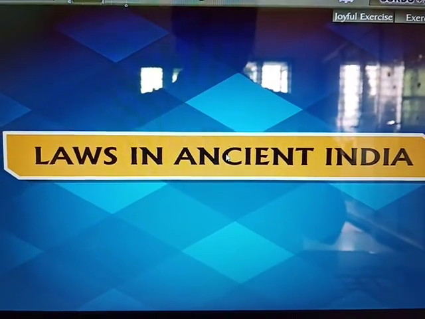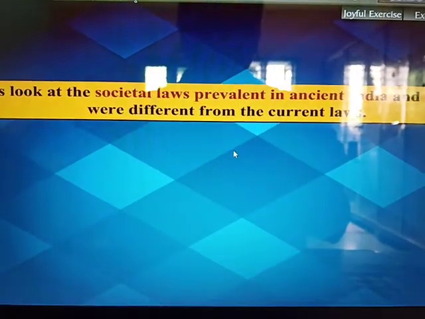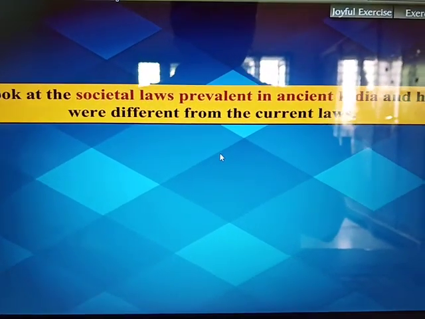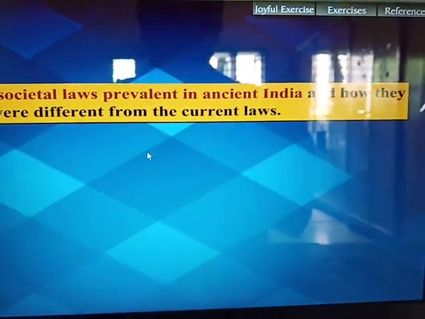Laws in ancient India. Let us look at the societal laws prevalent in ancient India and how they were different from the current laws.